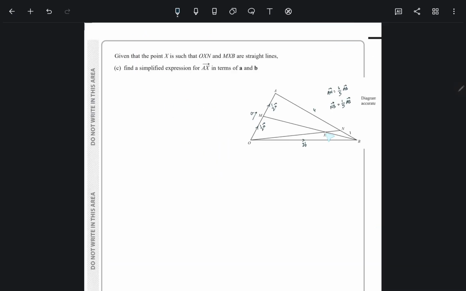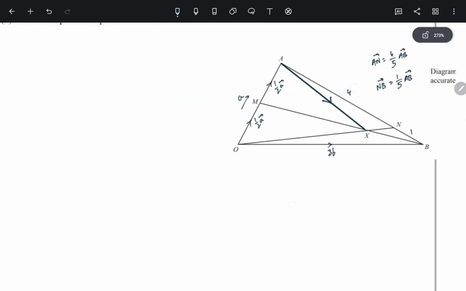Given that X is the point such that OXN and MXB are straight lines, find a simplified expression for AX. We need to find the expression for AX. So AX can be found from A to O and then from O to X, but we don't know X. So first we'll find out X. Okay, so let's think of a triangle. We can consider this OMX triangle.